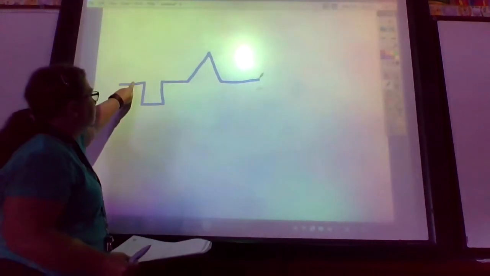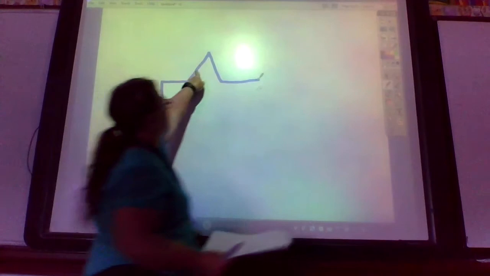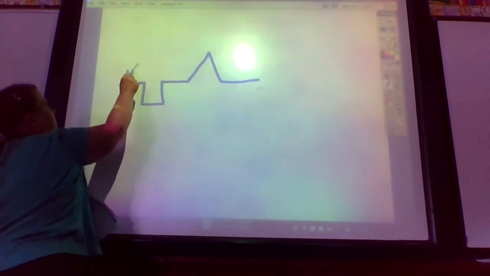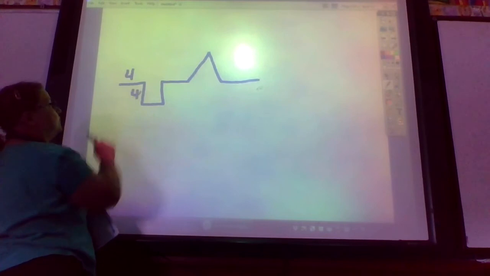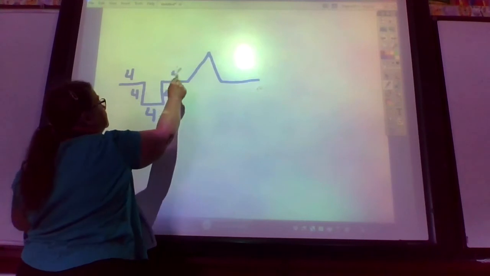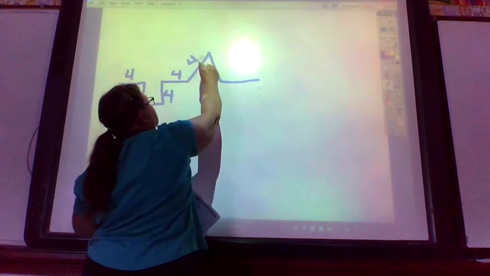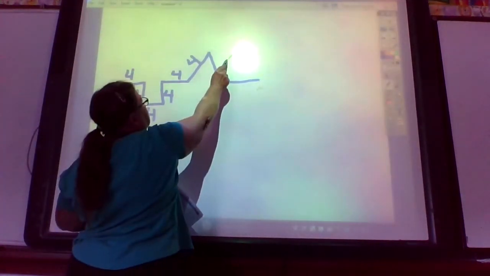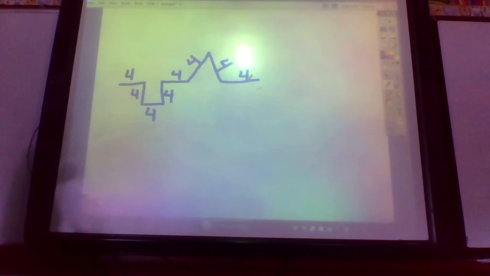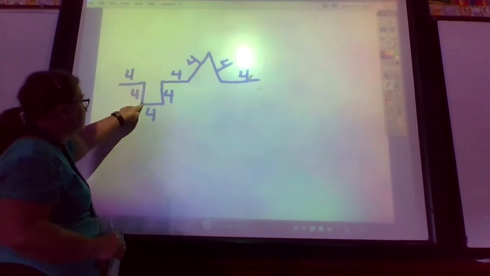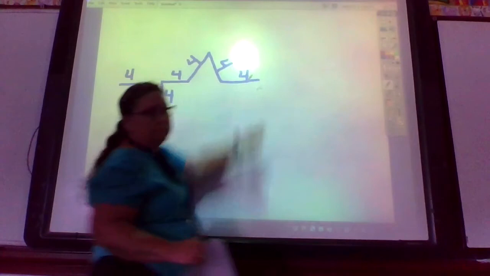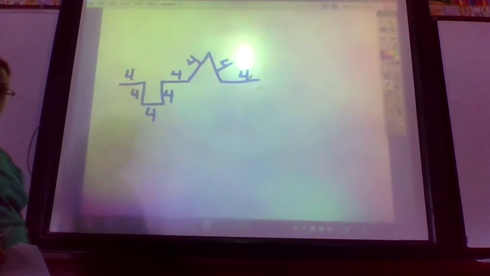Well, they're telling me that each part is 4. Okay? And they want to know what's the total. So I have to number them. This part is 4. This part is 4. This part is 4. This part is 4. This part is 4. This part is 4. This part is 4. And this part is 4. So each line is 4. They're all 4s, because that's what it told me.